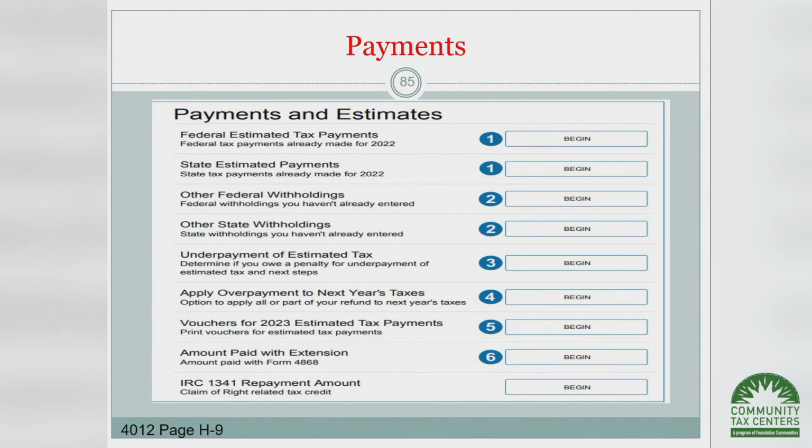And so this is what the payment section looks like. I believe one of the certification tests has an estimated tax payment that you will input, and it can be found in the payments section under this column, page H9 in your Pub 4012.